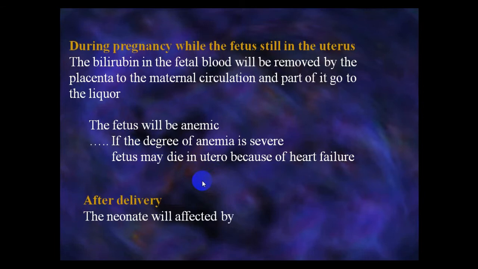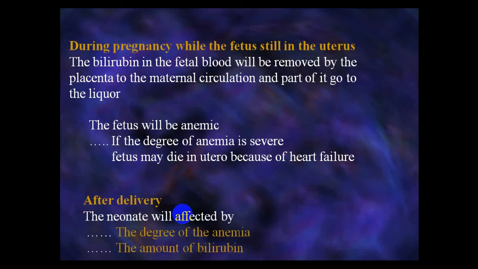After delivery, the neonate will be affected and will have severe jaundice and anemia, and the degree of the anemia is according to the fetal RBC destruction. Also, the amount of bilirubin or jaundice is according to the fetal RBCs affected.